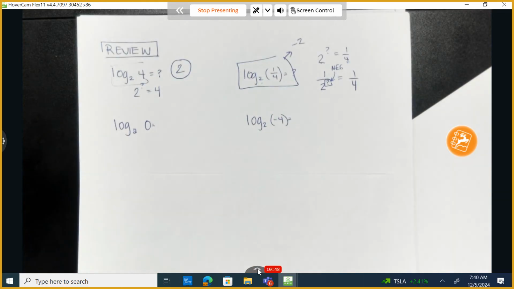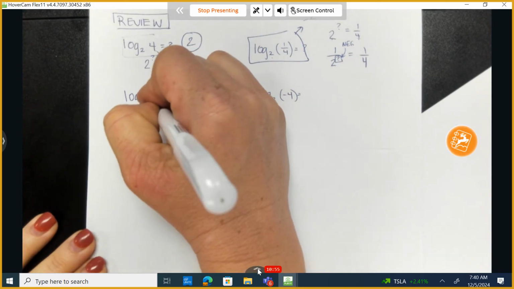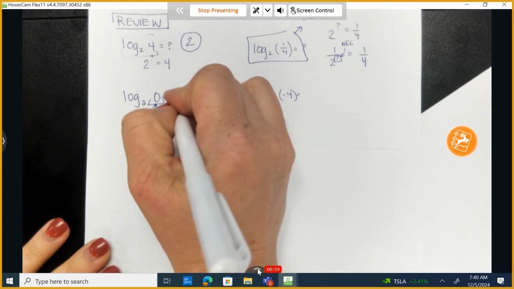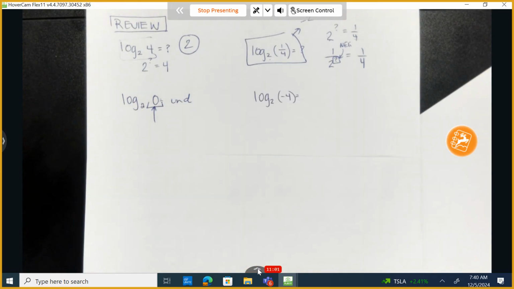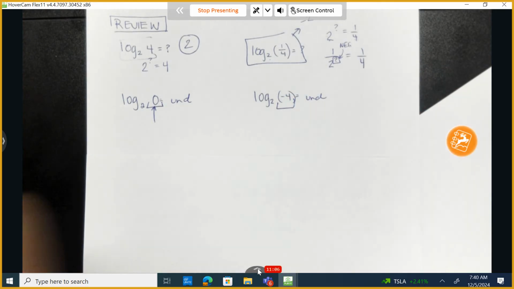Can I have a hand raised if you're able to get that on your own? Okay, very few of us. Let's look at the next one. So this rule, remember, whatever value is behind that base, this quantity has to be greater than 0. If this is not, we'd say this is undefined. This is another example. If this quantity is not greater than 0, we'd say this is undefined.